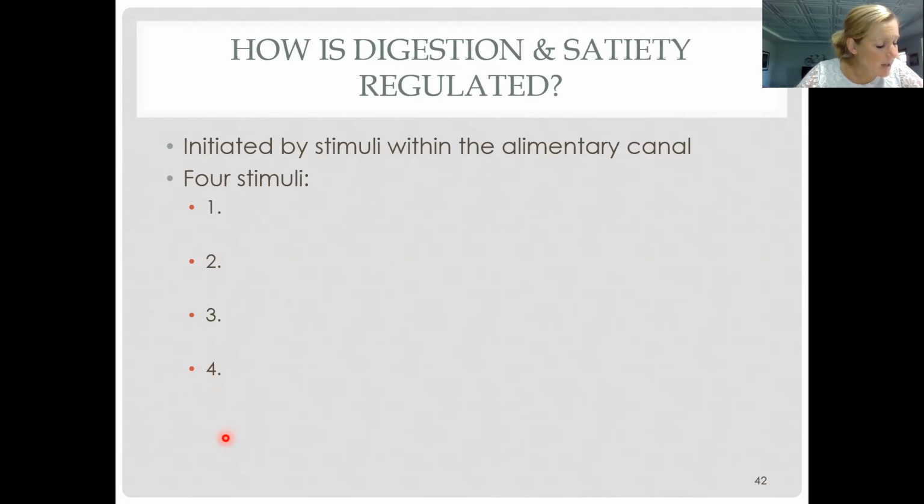Stimuli can act on mechanoreceptors and chemoreceptors within the alimentary or the GI tract in order for us to understand what's going on as it relates to satiety.